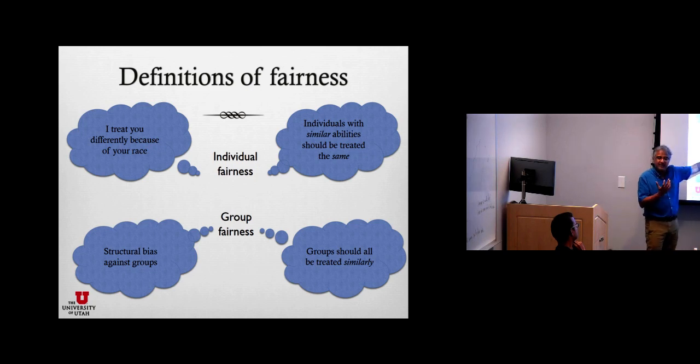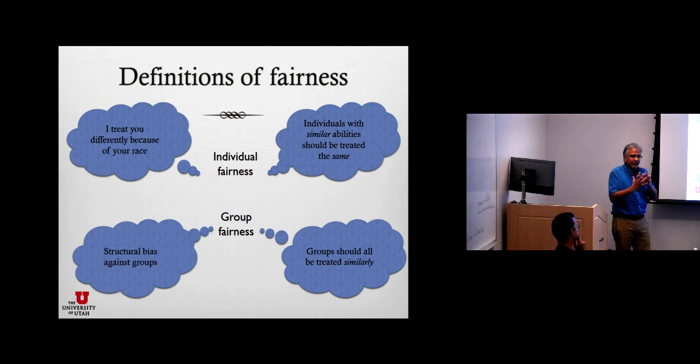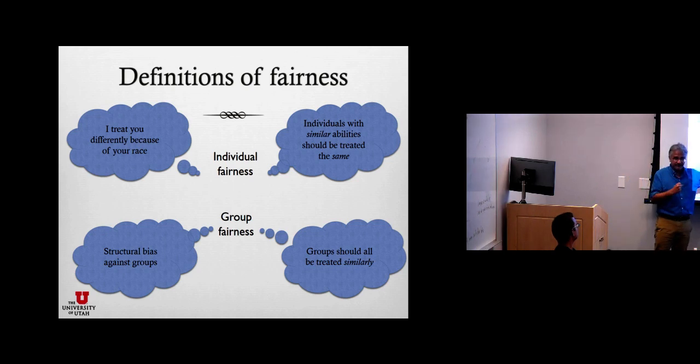Now, while this notion is very natural, it's a procedural notion of fairness and has a lot of intuitive power, it has the problem of missing out on certain other aspects of discrimination and bias, namely this idea of what we call group fairness. Group fairness captures the idea of structural bias against groups, maybe based on demographics, gender, political opinion, religion, what have you. There's some structural discrimination against groups, and again, we shouldn't do that. In other words, groups should all be treated similarly.